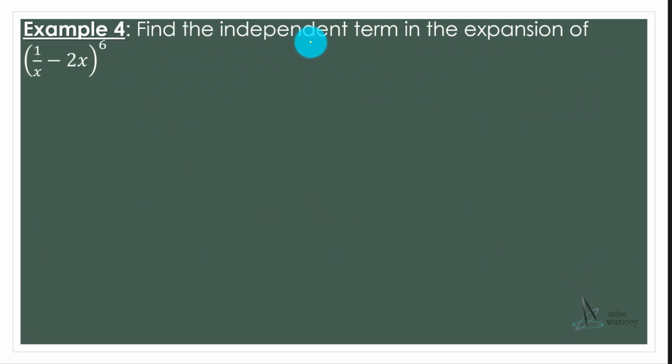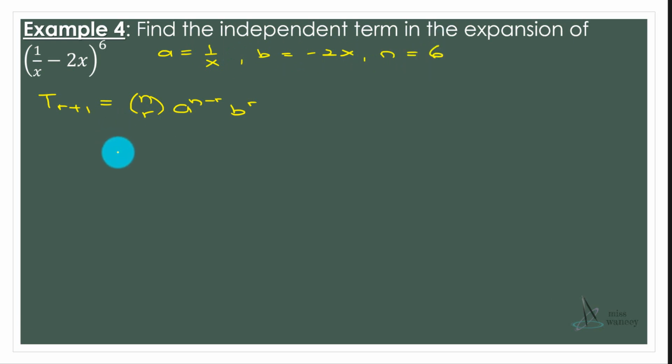Okay, so find the independent term in the expansion of the given expression. We have to use T(r+1) because we want some specific term: nCr a^(n-r) b^r. If you compare this with (a plus b) to the power of n, a is equal to 1 over x, b is negative 2x, and n is equal to 6. So substitute here: 6Cr, a is 1 over x to the power of 6 minus r, b is negative 2x to the power of r.